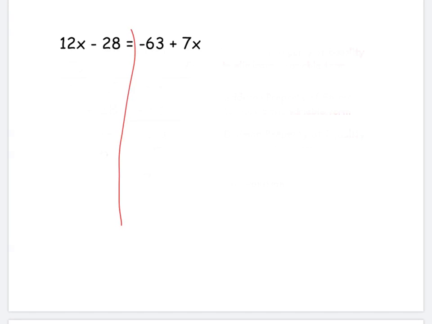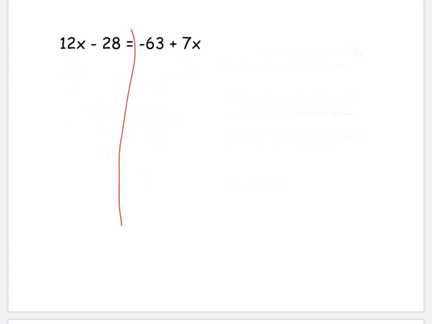That way you have less of a chance to end up having to use negative numbers. Sometimes it cannot be avoided. However, if you get rid of the smaller variable first, you are more than likely not going to have to use a negative number. So if we look to the left-hand side, our variable is 12x. If we look at the right-hand side, our variable is 7x. 7 is smaller than 12, so 7x is what we want to get rid of first.